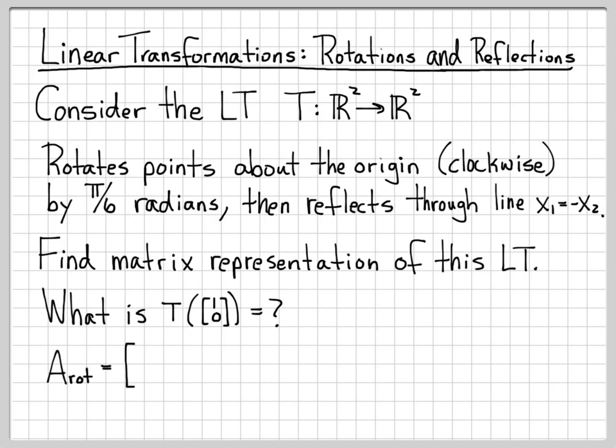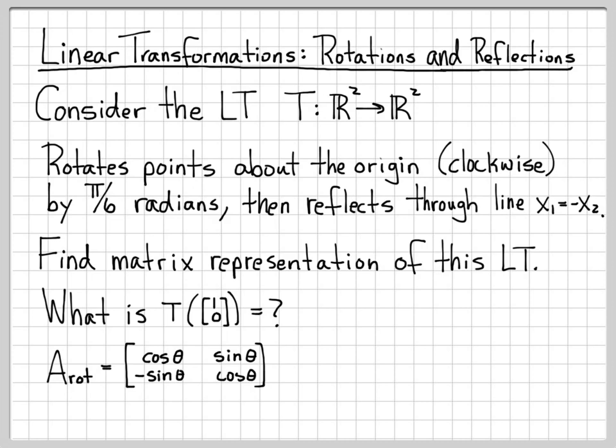So the first component of this linear transformation is a rotation. A rotation in a clockwise direction about the origin can be described by this matrix: cosine theta, sine theta, minus sine theta, cosine theta, where theta is the amount of the rotation performed in terms of radians. This is a clockwise rotation. If it was counterclockwise, we would have a negative sign here and a positive sign here. So it's easy to switch this rotation matrix from clockwise to counterclockwise as needed.